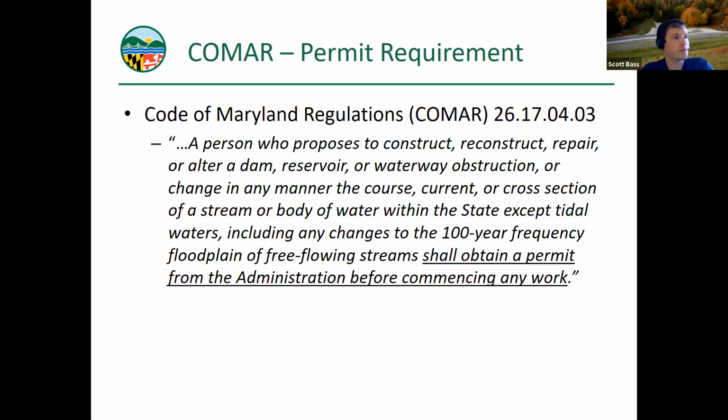So another definition from COMAR, and this is the permit requirement. A person who proposes to construct, reconstruct, repair, or alter a dam, reservoir, or waterway obstruction or change in any manner the course, current, or cross-section of a stream or body of water within the state except tidal waters, including any changes to the 100-year frequency floodplain of free-flowing streams, shall obtain a permit from the administration before commencing work. So we have a broad definition for dams, and we have a requirement that any modification to those dams or construction of one or removal shall obtain a permit from the department.